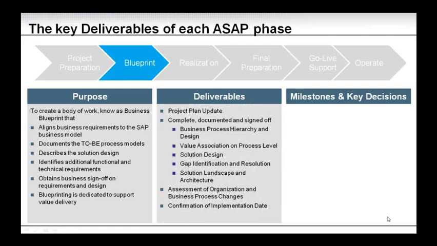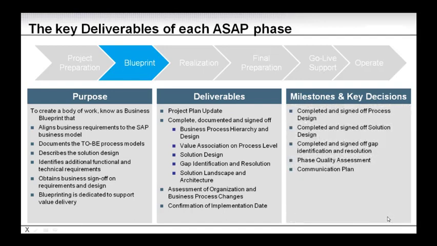Deliverables, and again this is a summary. So we need to update our project plan as we go through the blueprint phase. We will do that repetitively in each phase. And we need to complete, document and sign off the business process hierarchy and design, value associated on process level, solution design, gap identification and resolution. And gap identification is between standard SAP and the business requirements. Solution landscape and architecture, assessment of organizational business process changes. This is a change management work stream, as well as we need to have a confirmation of the implementation date now that we know the design in more detail.